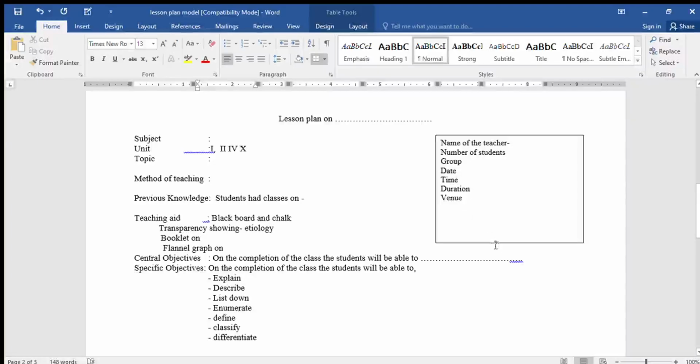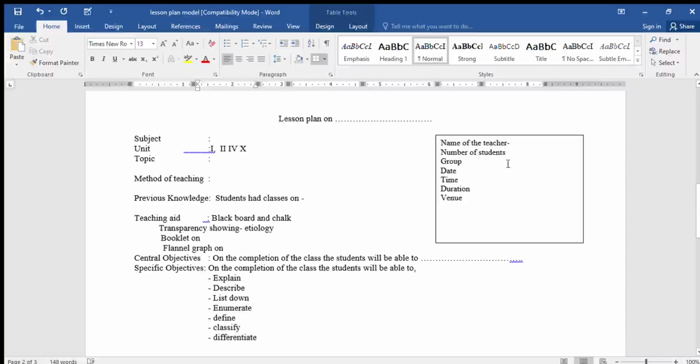Then venue. If you are taking it in a first year classroom, it is first year classroom. If it is in the second year classroom, it is second year classroom. If it is a demonstration which you have to take in the fundamentals lab, you can write the preclinical lab or the fundamental lab. It is the important thing. And name of teacher is not the teacher who is going to evaluate, but the person who is going to take the class.